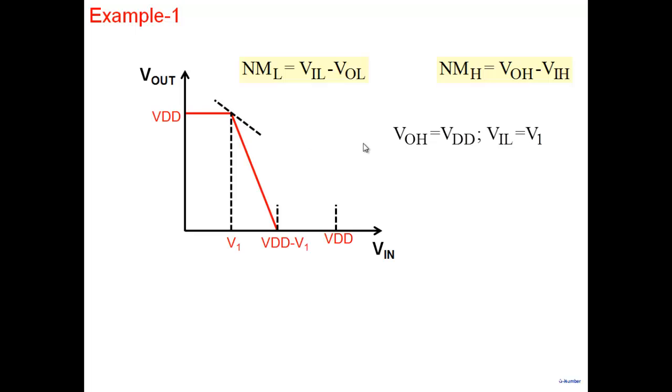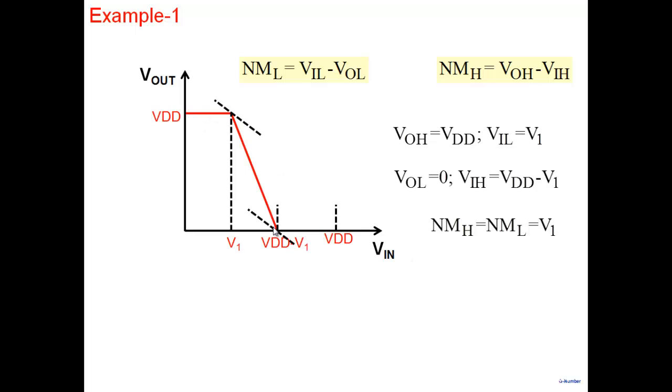And so VOH is equal to VDD and VIL equal to this point here, V1. And then I draw another slope here. Well, this is slope of -1, I'll say. And here is VOL equal to 0 and VIH equal to VDD minus V1. And then we'll get our NML equal to V1. So NML is equal to VIL minus VOL. VOL is 0, VIL is V1. So we'll get this threshold value as the noise margin.